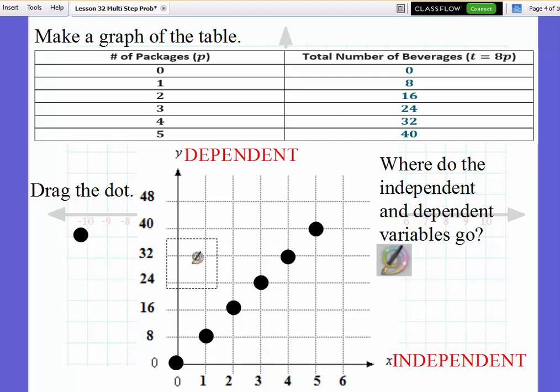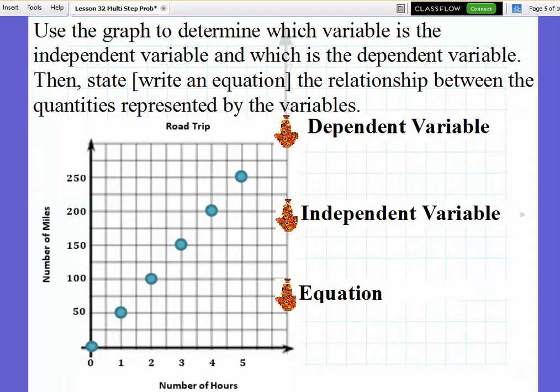That's how it's going to be in all of our problems. Your independent will always be that x-axis. Your dependent will always be that y-axis. So if you're stuck, you can always refer back to that. Okay, let's go on to our next problem.